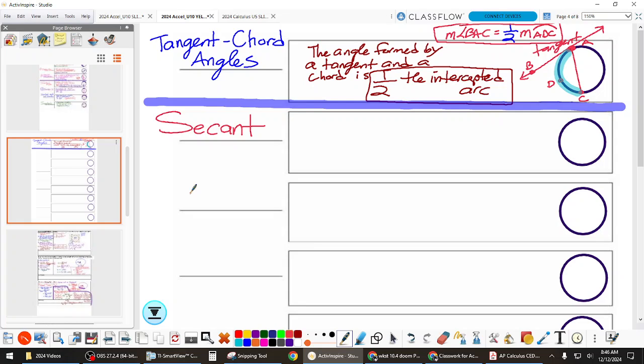And then we went to inscribed angles, that's what we just finished. And now we're at secant angles specifically today. So a secant, just by definition, is a line, ray, or segment that intersects the circle twice.